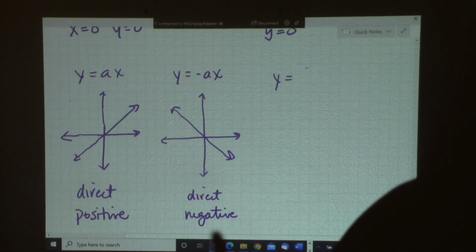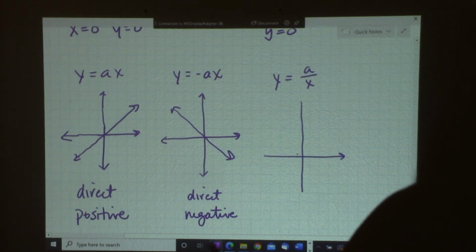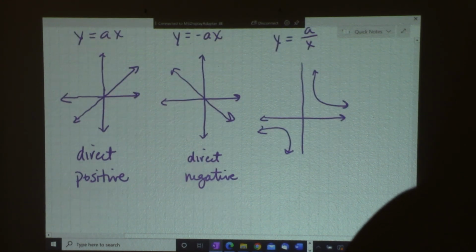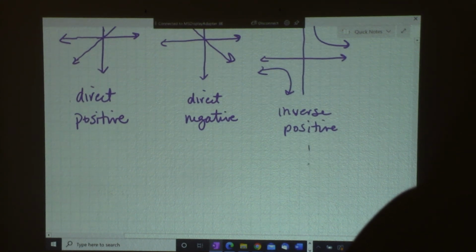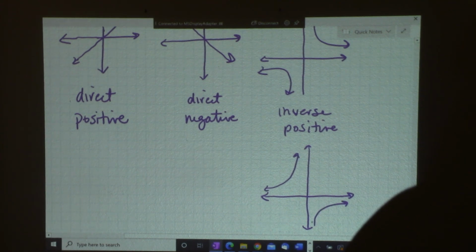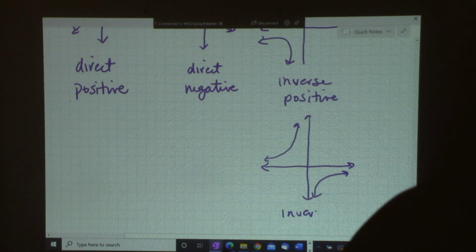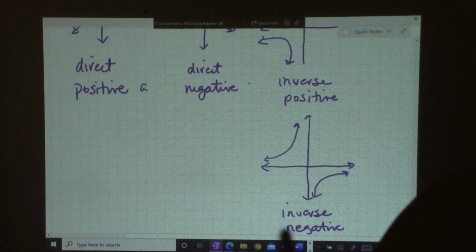Now, y equals a to the x, that's our direct variation, and that's gonna look like this when a is positive, generally like that. So this is inverse, and it's positive. And then on your sheet, the other last one is this, which it generally looks like this. So draw these in there. And this is inverse and a negative A. Okay, we can put A here. Well, I don't really care how it's done.